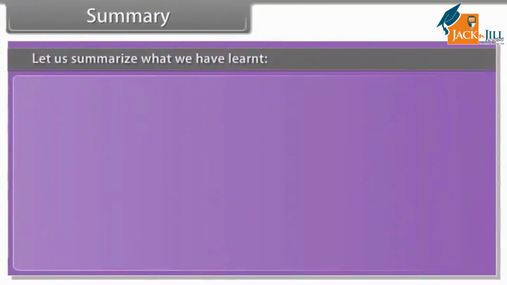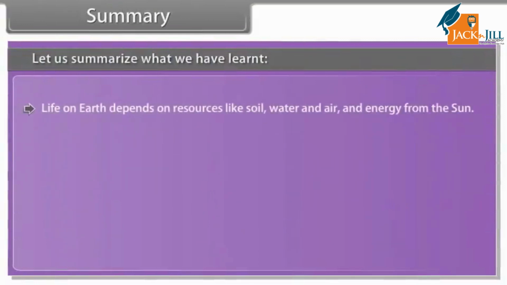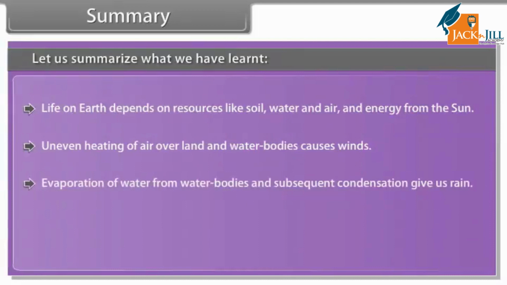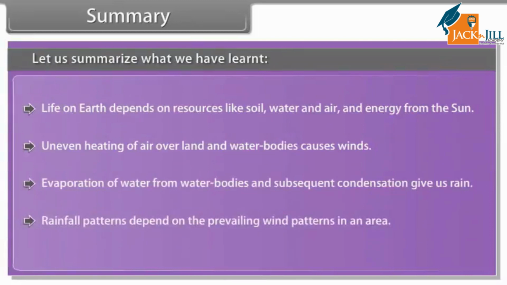Summary. Let us summarize what we have learned. Life on Earth depends on resources like soil, water and air, and the energy from the sun. Uneven heating of air over land and water bodies causes winds. Evaporation of water from water bodies and subsequent condensation give us rain. Rainfall patterns depend on the prevailing wind patterns in an area.